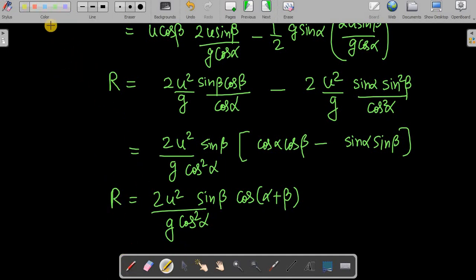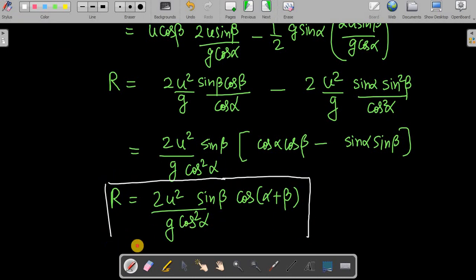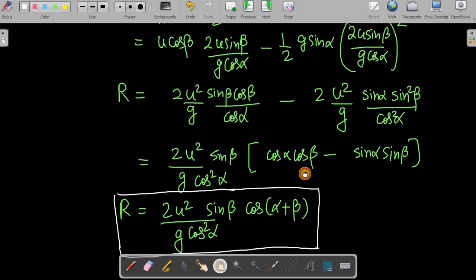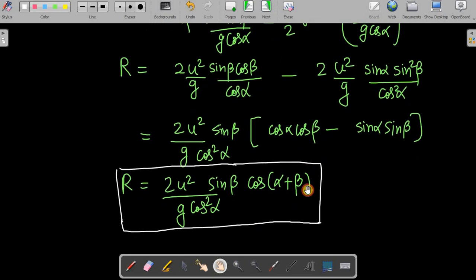If you can remember this, maybe directly we can substitute, right? So 2u square, some changes are there, right? So 2u square, instead of sin theta cos theta, it is sin beta cos alpha plus beta by g cos square alpha. Okay, this is what it is. We can remember this. Then there are some conditions for maximum range here.